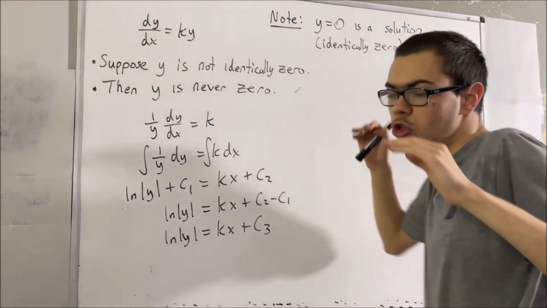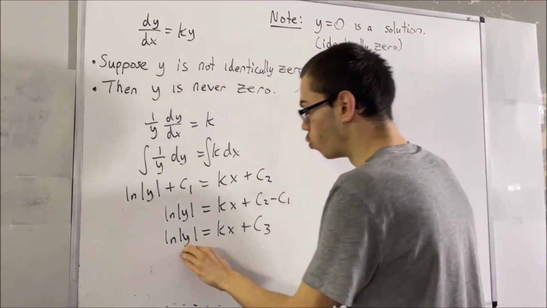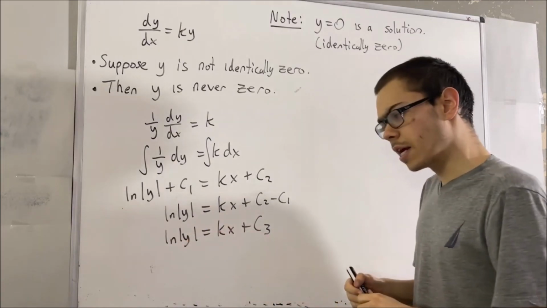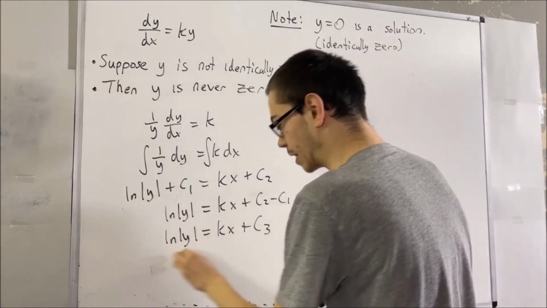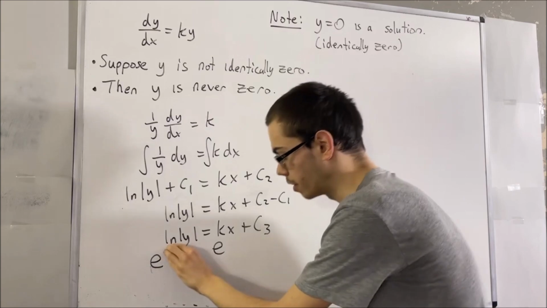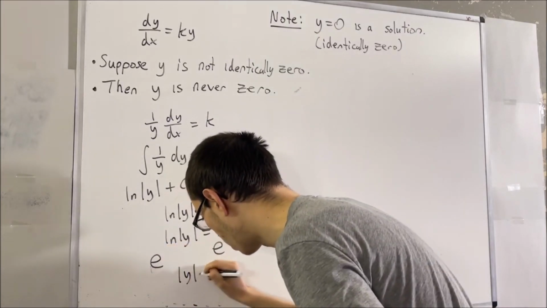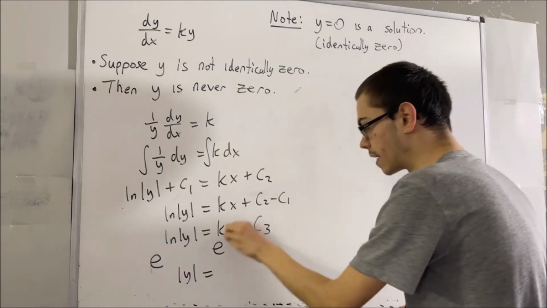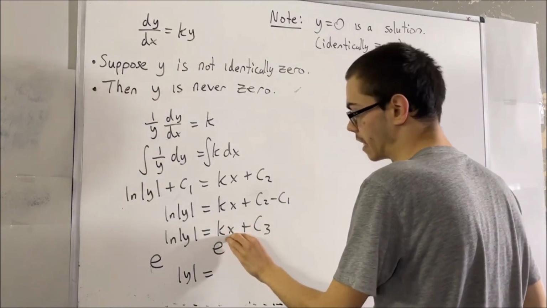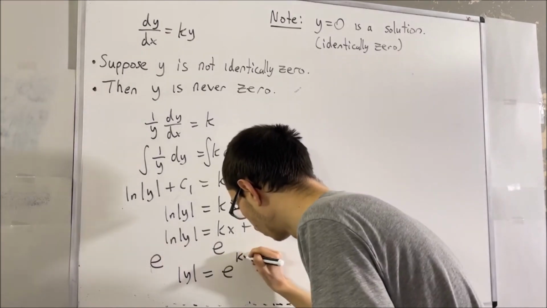Remember, we're trying to get an explicit solution, y in terms of x. So we're solving for y. To do that, let's start by doing e to the power of both sides. You can see why we did this. The e and the natural log cancel out, so we're left with the absolute value of y. On the right-hand side, we can use our properties of exponents, where we really just have e to the power of kx times e to the power of c3.